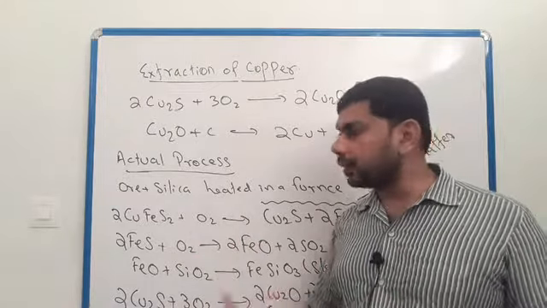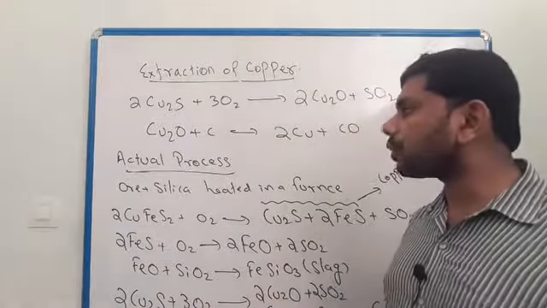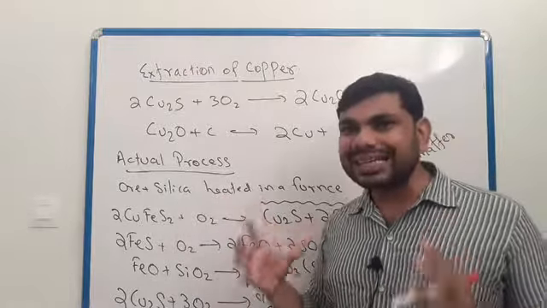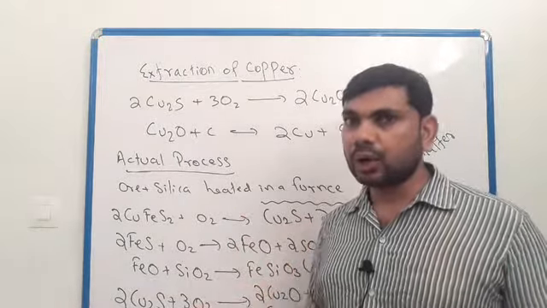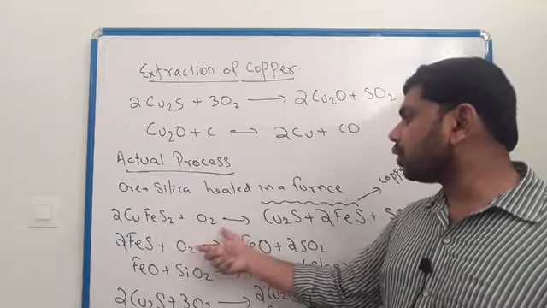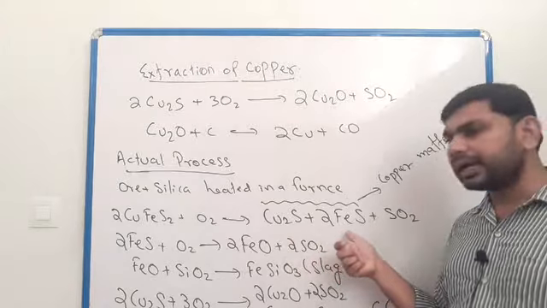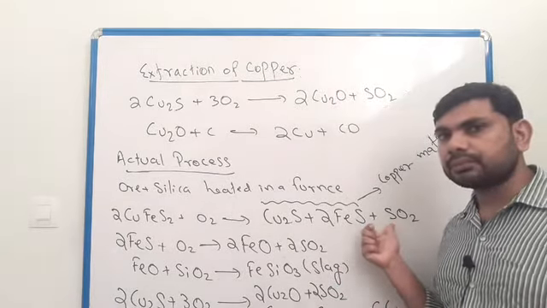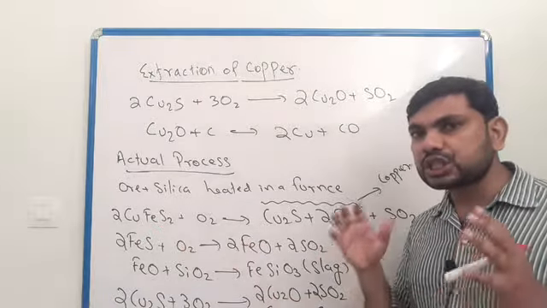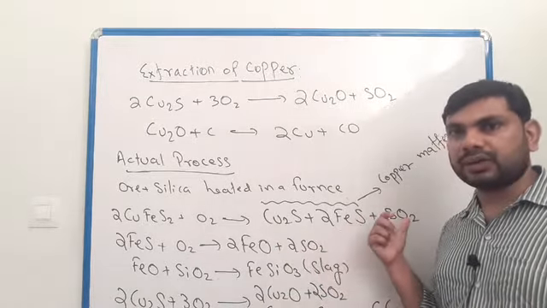The ore of copper is copper pyrites, CuFeS2. This ore is mixed with silica and heated very strongly in a furnace. After strong heating, copper pyrites reacts with oxygen and forms copper sulfide, iron sulfide and sulfur dioxide.